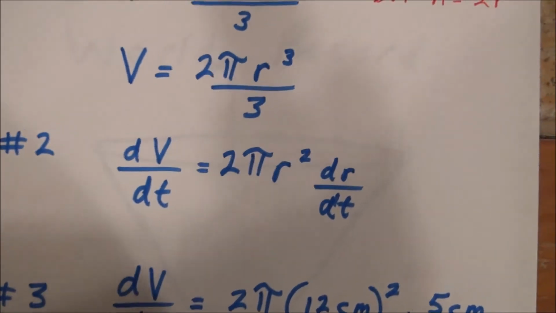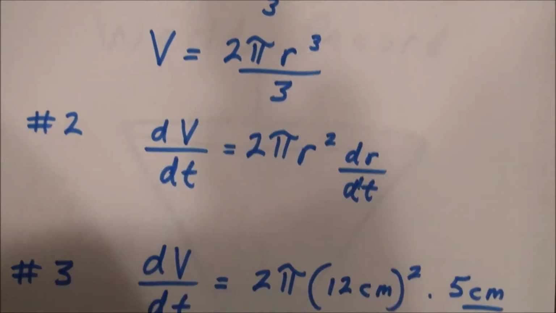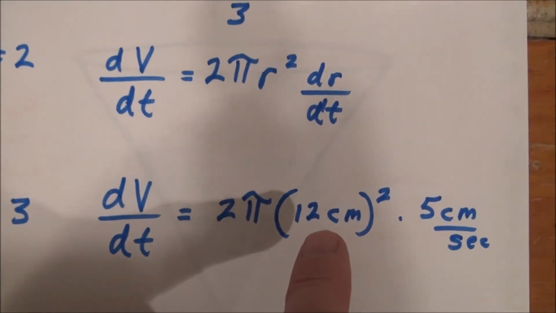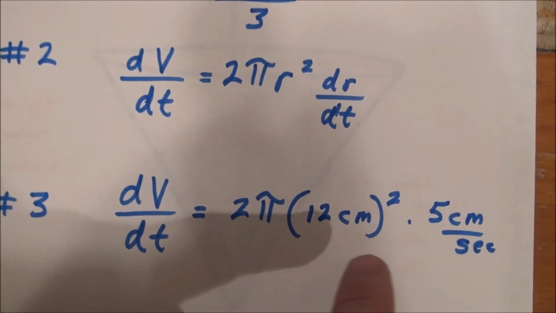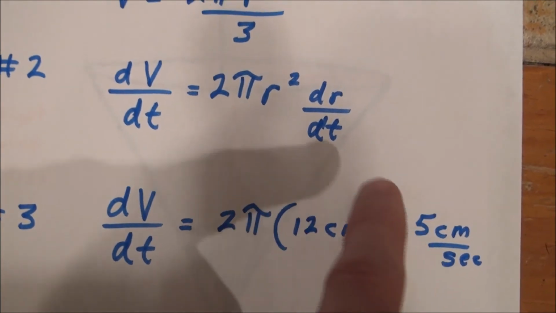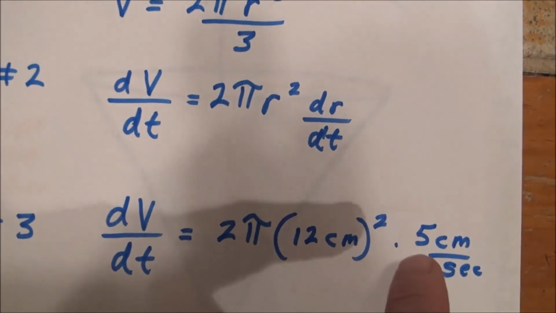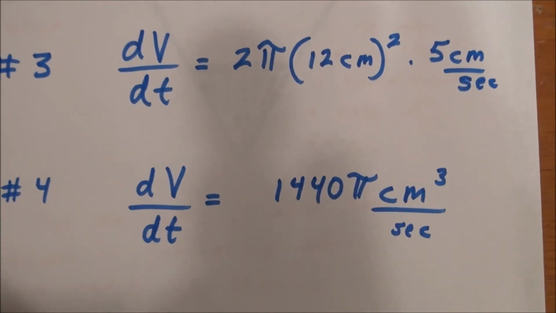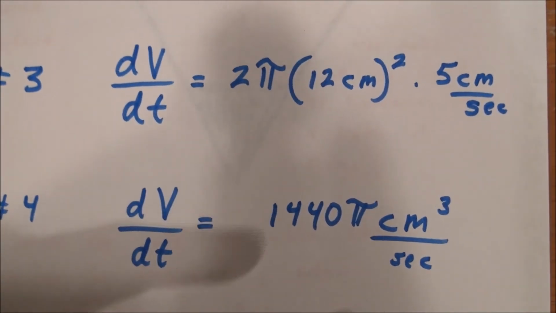Now we're going to differentiate with respect to time, and that's what we get right there if we follow implicit differentiation. Now we plug back in what we know. At the moment in time when 12 centimeters is the radius of the liquid in the cone, and we know that the radius keeps increasing by 5 centimeters per second, so we replace that rate of the radius increasing by that rate right there that we're given. All we have to do is multiply everything together, and we get that the change in the volume with respect to time is equal to this quantity right here.